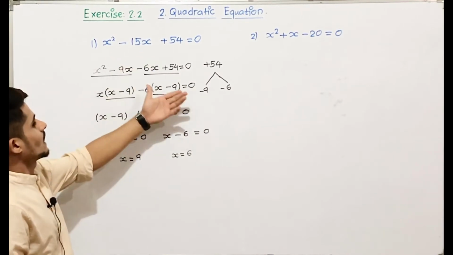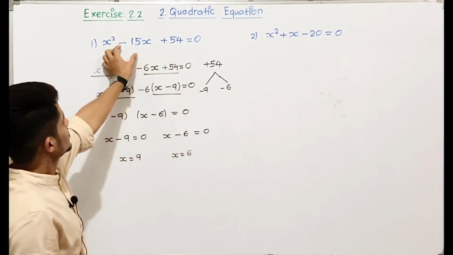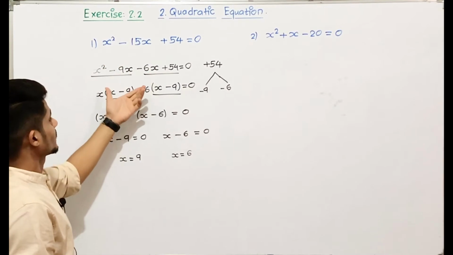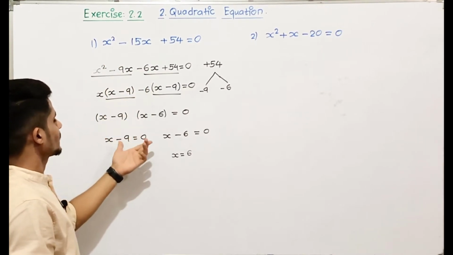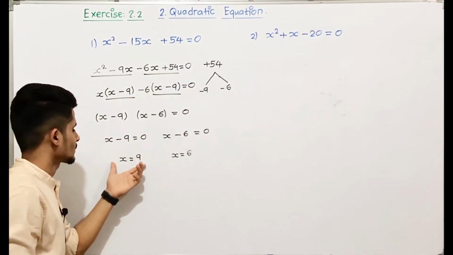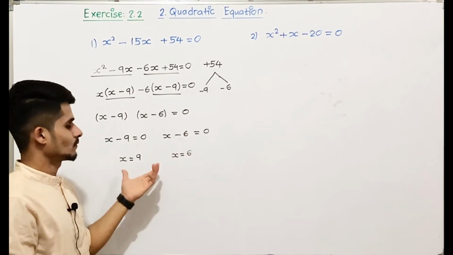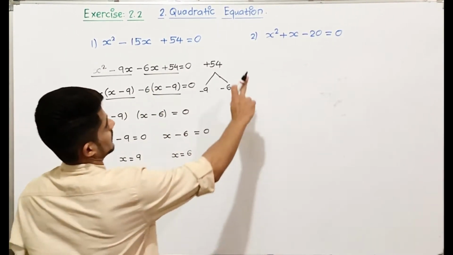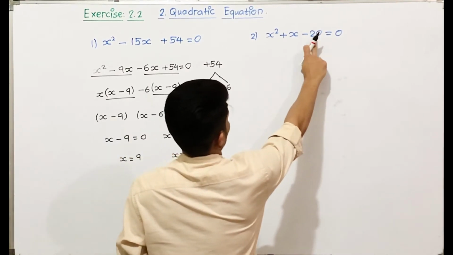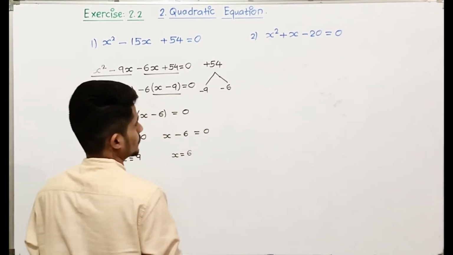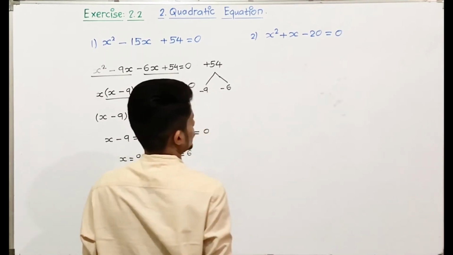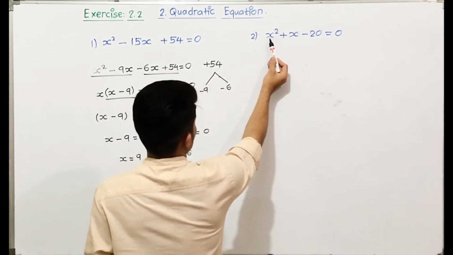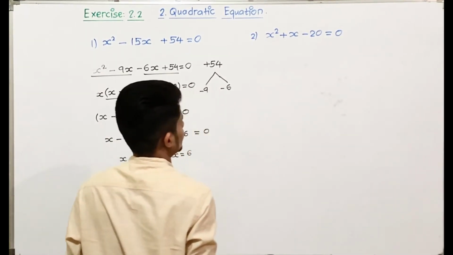So after finding the numbers, replace this with those numbers, take the common and equate it with 0 and you'll get the final values for x. Similarly, we'll see the second sum, x square plus x minus 20 is equal to 0. The equation is in the general form, that is x square, x and constant.